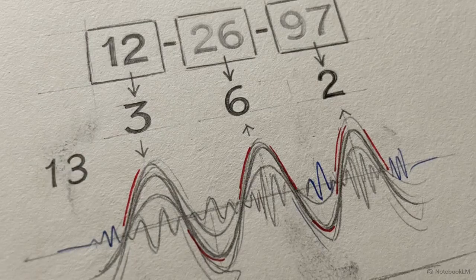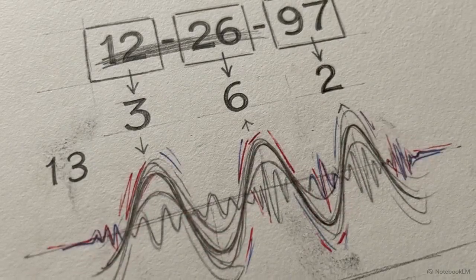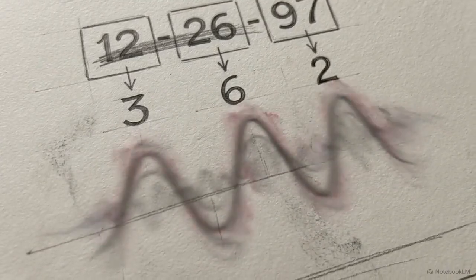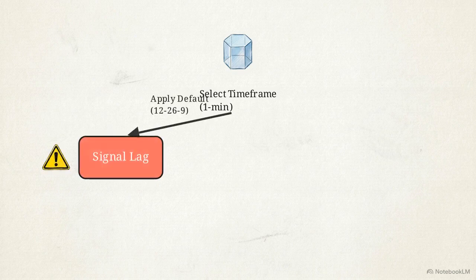The intuitive fix most traders try is to floor the gas pedal. They accelerate the MACD settings down to 3-6-2 to force earlier entry signals. This flowchart maps what actually happens next. If you use the default 12-26-9, you get signal lag.